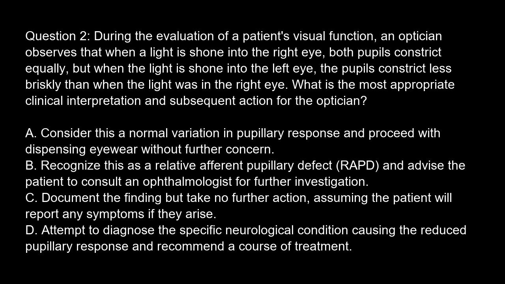Option A. Consider this a normal variation in pupillary response and proceed with dispensing eyewear without further concern. Option B. Recognize this as a relative afferent pupillary defect, RAPD, and advise the patient to consult an ophthalmologist for further investigation. Option C. Document the finding but take no further action, assuming the patient will report any symptoms if they arise. Option D. Attempt to diagnose the specific neurological condition causing the reduced pupillary response and recommend a course of treatment.